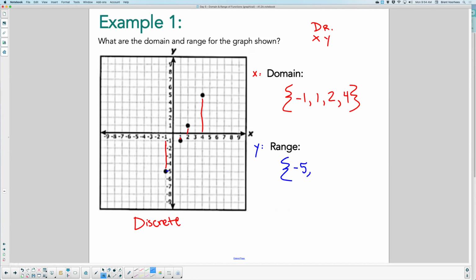For discrete, you do a squirrely bracket. -5 is the first y. Second y value, what's that one? -1, good. Third y value, what's that y value? 1. And finally, the last range value, 5. That would be your answer. And this was discrete because it was a dotted graph. A discrete graph.